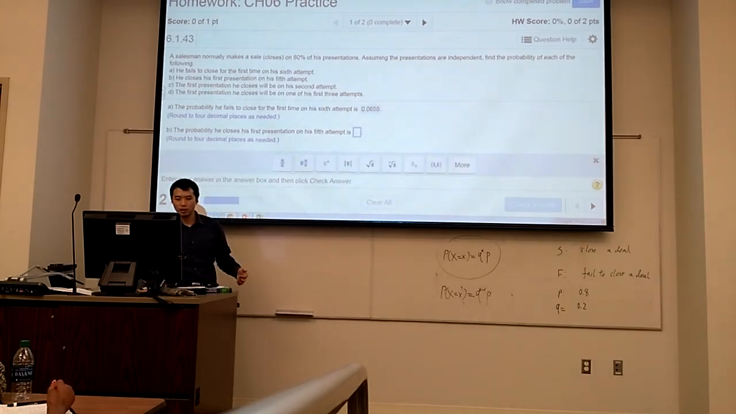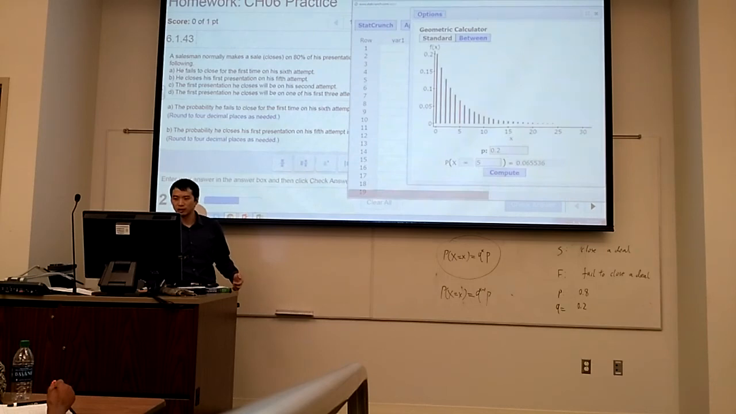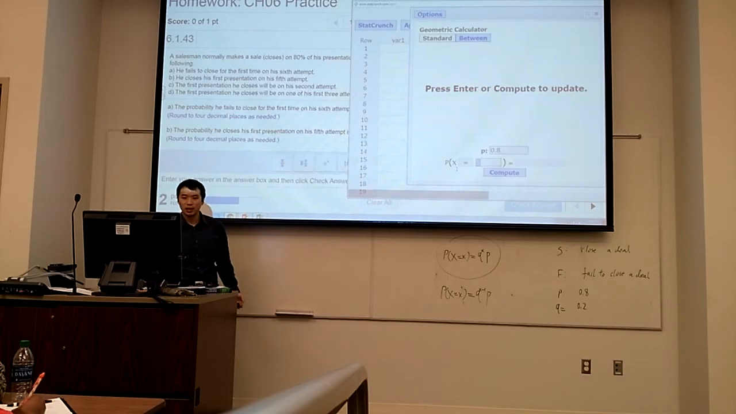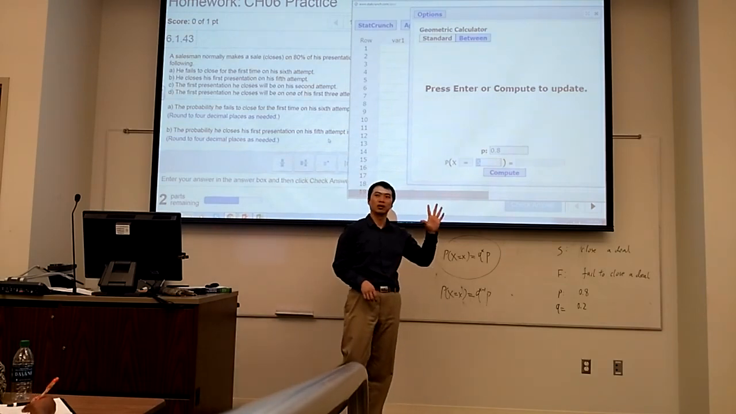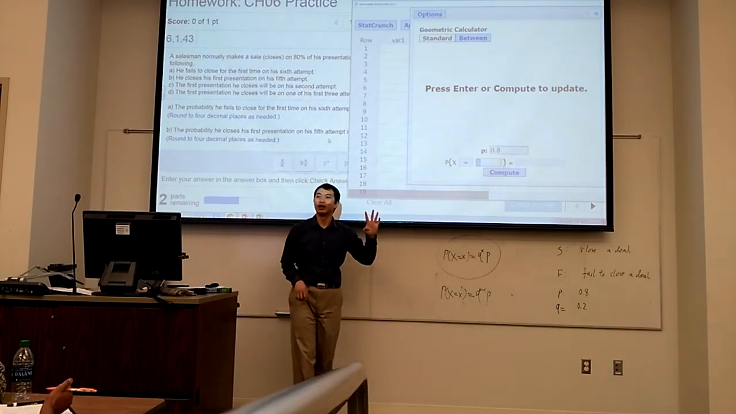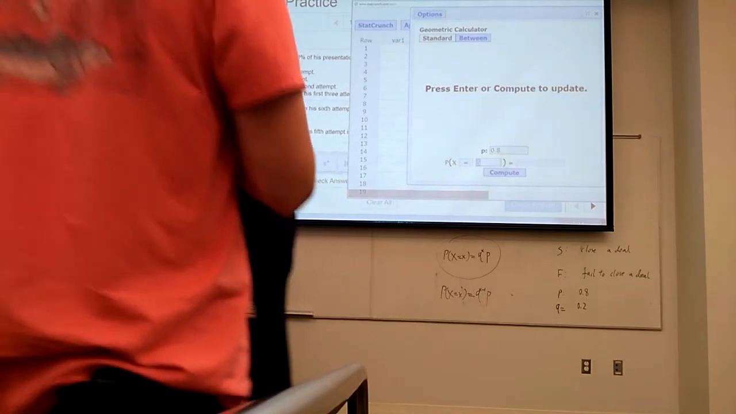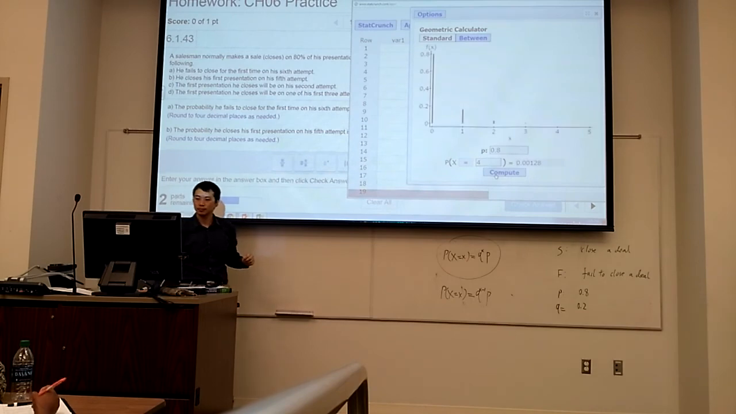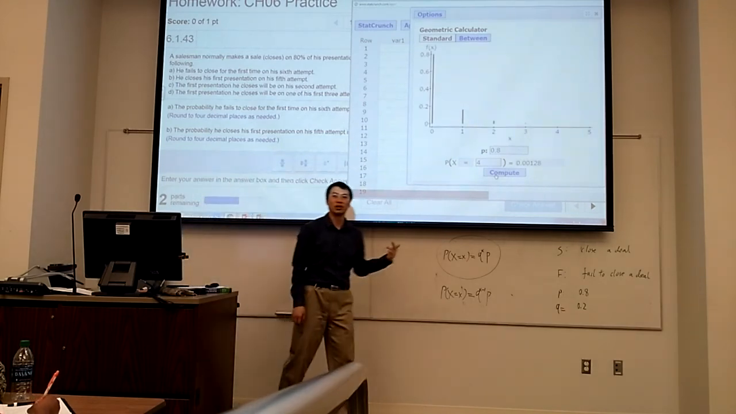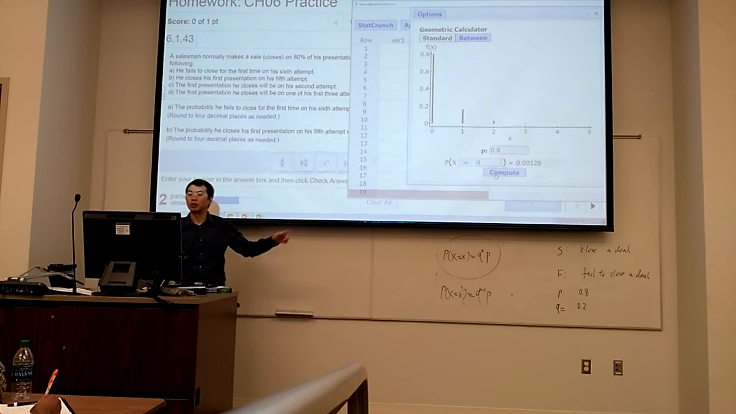That we can use the calculator. Still, we have to change the probability. Okay? That's 0.8, and he closed his first presentation on his 5th attempt. So we have 5 trials, which includes 4 failures, right? 4 failures. So that's why our X is 4. And if you can compute, that's our probability.